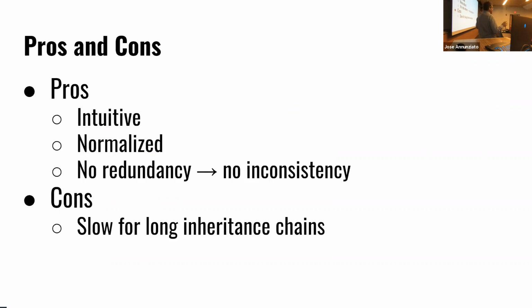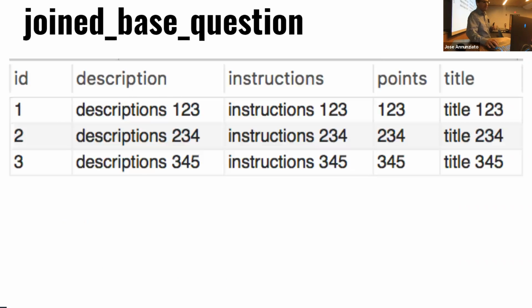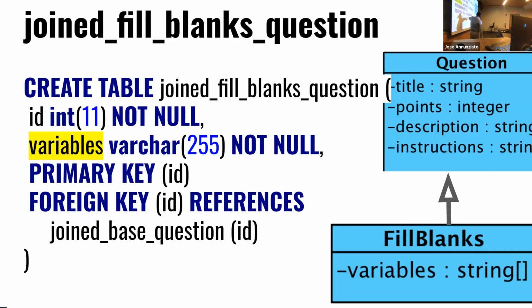There's no redundancy. It's fully normalized, right? So there's one table for each one of the parts of the question that you're going to store. There's no redundancy. Excellent. The problem, right, is that it can become very slow. In this case where you just have one level of inheritance, well, you're going to have a join between these two, and that's fine, that's reasonable.